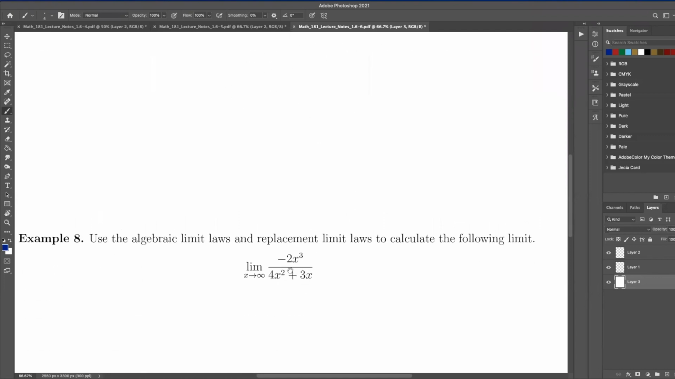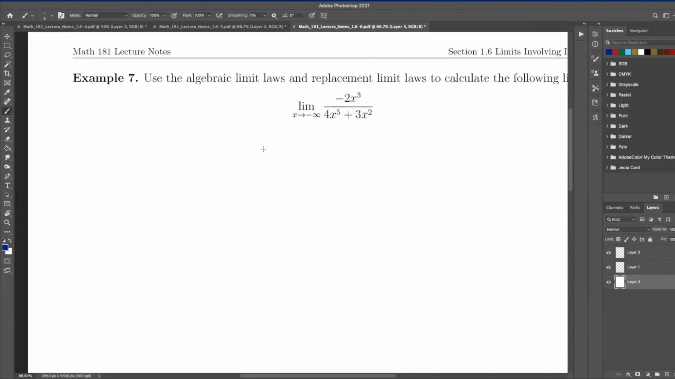They're just changing the power on the x and just show you how that operates differently. All right, so now we're going to do the same exact thing again. So we're going to divide by the highest denominator, but in this case, it's x to the 5th. So here, I'm going to take the limit as x goes to minus infinity.